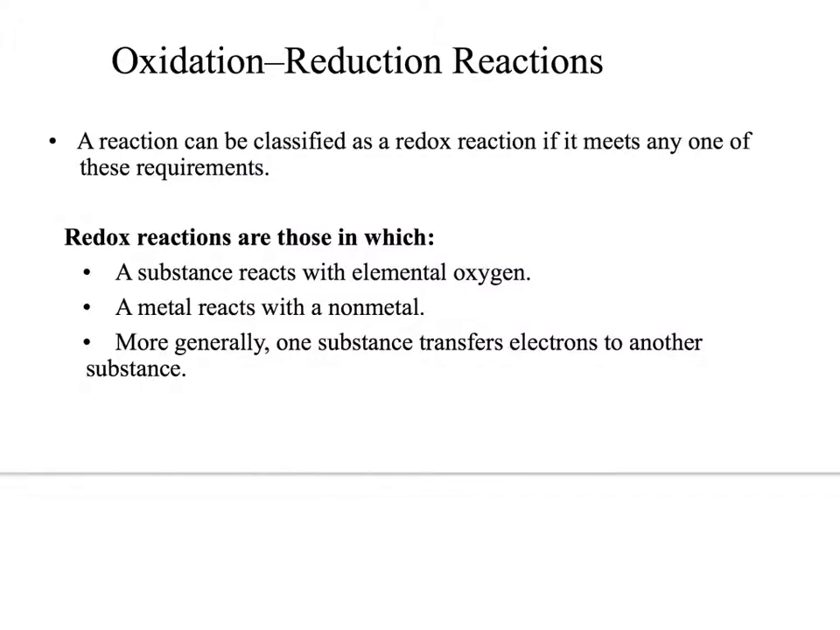Identifying an oxidation and reduction reaction, or a redox reaction, can be tricky. This type of reaction can be classified as being a redox reaction if it satisfies one of the following requirements. If you have a substance that reacts with elemental oxygen, which means just O2 by itself, then that's going to be a flag that we're looking at an oxidation reduction reaction.